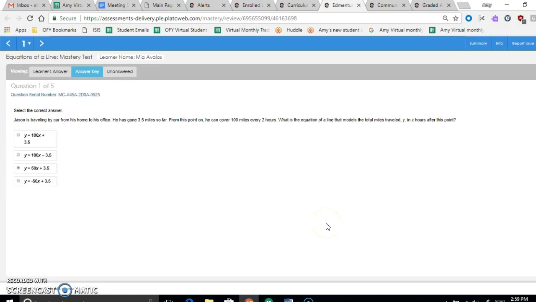I'm going to use this mastery test as a way to explain some things in this lesson, and then you can take the different version of the mastery test after. So we're going to be talking about how to make equations, slope-intercept form equations from situations. And so let's take a look at this first one together.